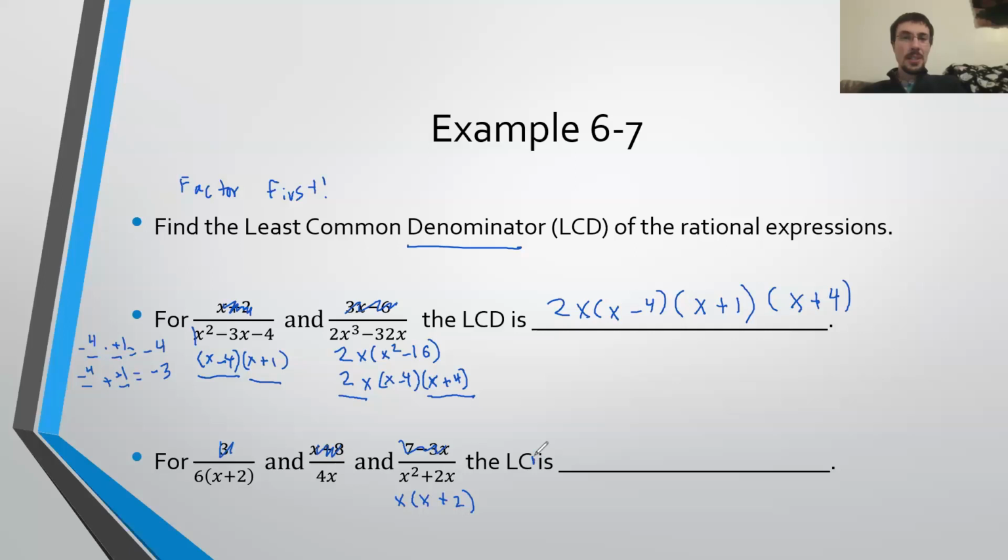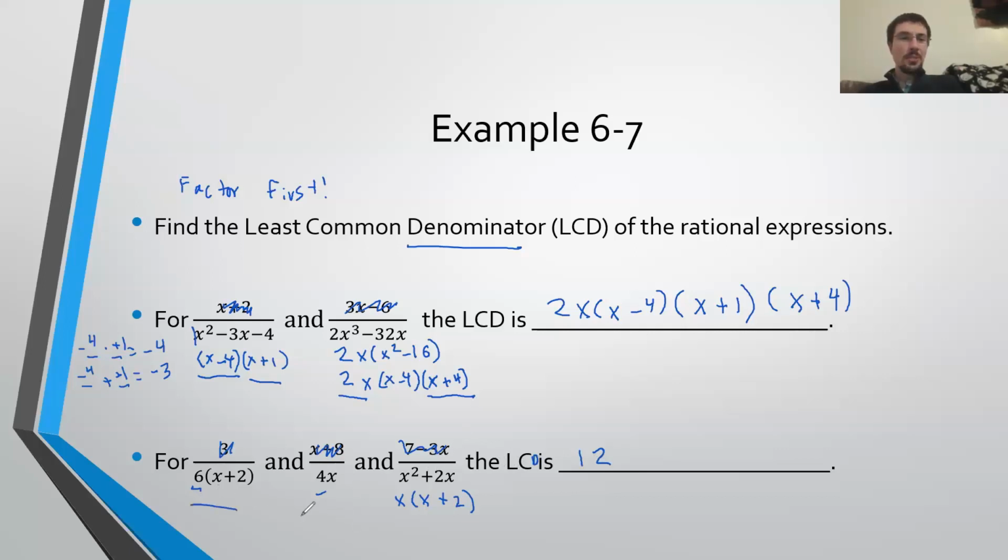Now, the LCD is going to be, well, look at the numbers first, a 6 and a 4. You could make factor trees, or you could just think, what is the smallest number that both 6 and 4 go into? Well, 2 goes into both of them, but that's the GCF, that's not the LCD. The LCD is the smallest number that both 6 and 4 go into. Both 6 and 4 go into 12. 6 goes into 12 twice, 4 goes into 12 3 times. 12 is the smallest number that both 6 and 4 go into.